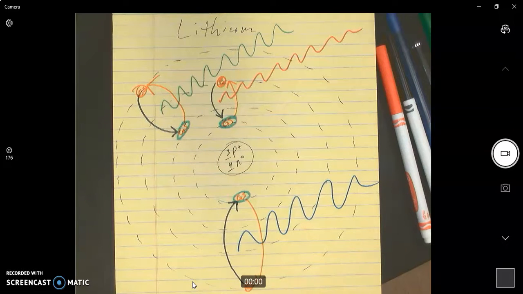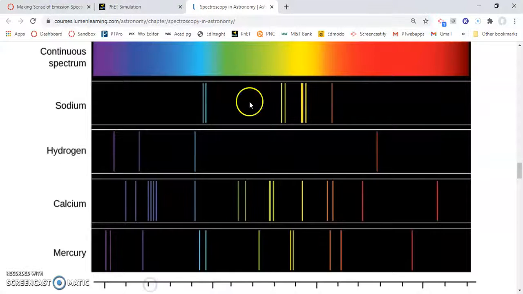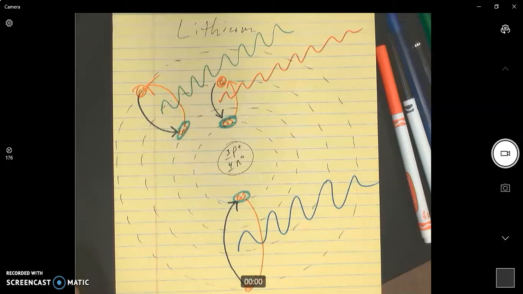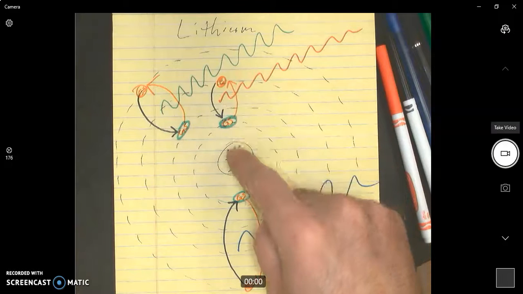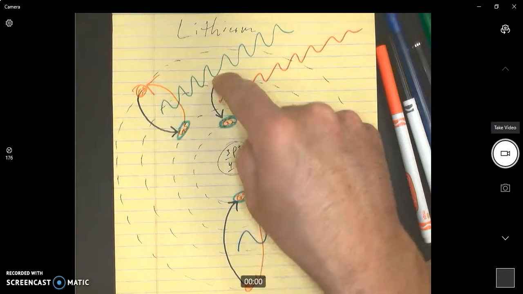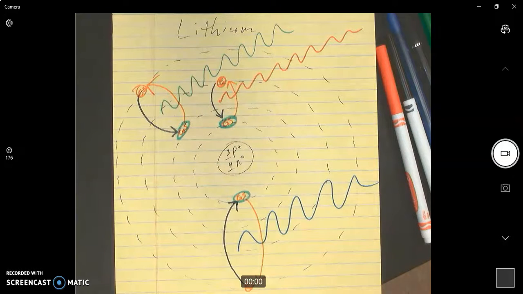So each line on the emission spectrum represents a fall from the excited state back to the ground state. Light is given off when electrons return to their ground state.